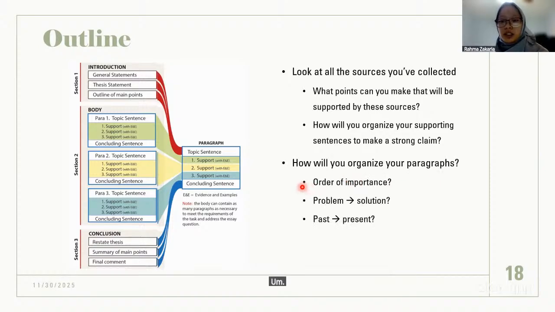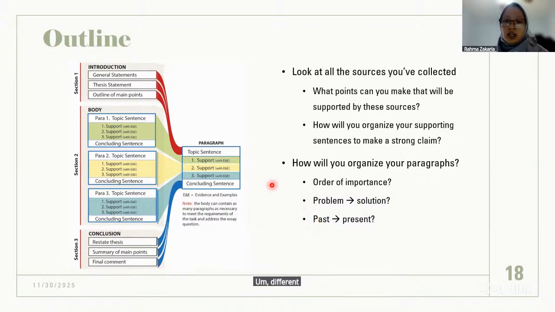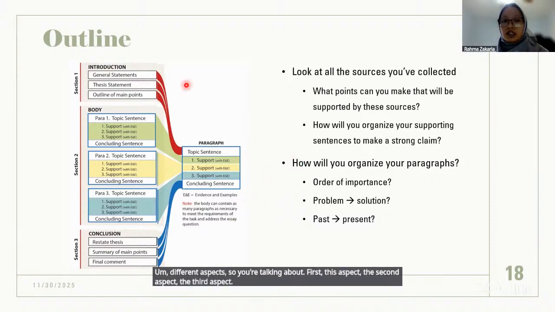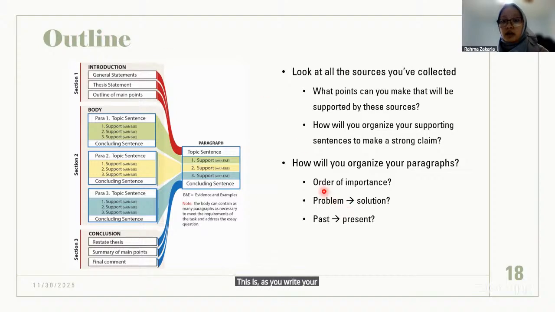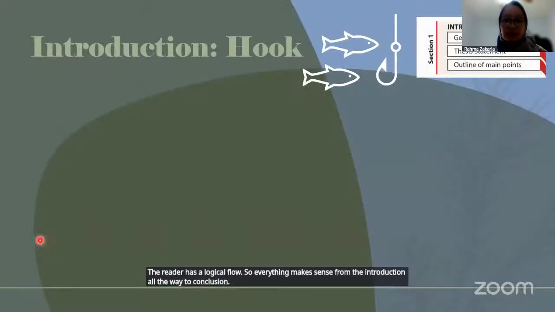And then we also want to think about perhaps how are you going to organize your paragraphs? Is it going to be order of importance, problem and then solution, past and present, different aspects? So you're talking about first this aspect, a second aspect, a third aspect. As you write your outline, you'll think about how you're going to organize your paragraphs and put everything in the right order so that the reader has a logical flow. So everything makes sense from the introduction all the way to the conclusion.